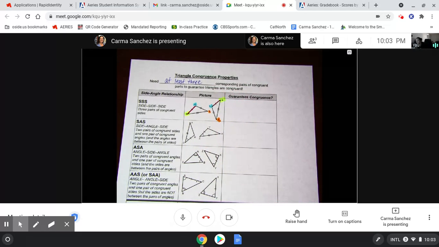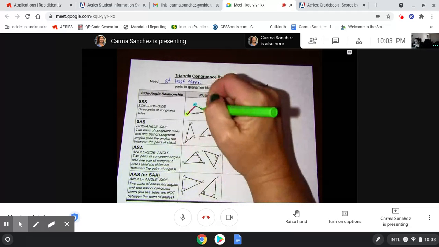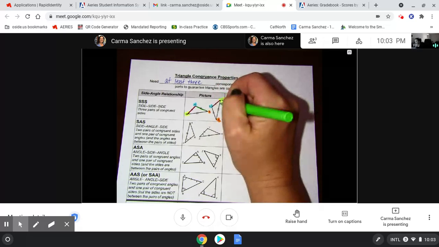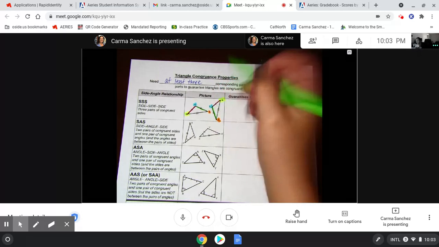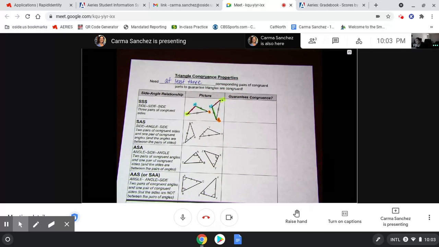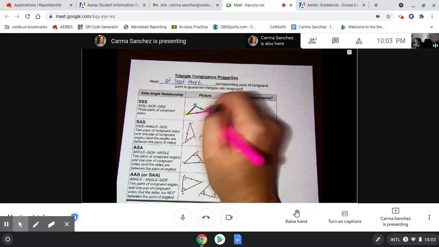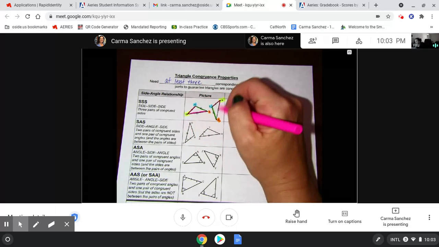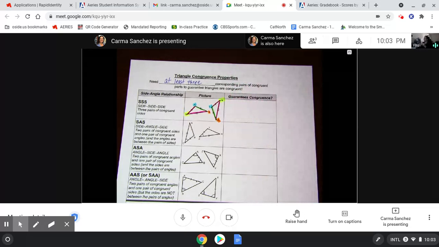Okay, so which other sides? Let's go ahead and use green for this one. This 2 slash is equal to this 2 slash. And finally, this 3 slash, I'm going to use pink, is equal to this 3 slash. Okay, now I've got my triangles all the way highlighted. I'm ready to go write down the parts that guarantee the congruence.